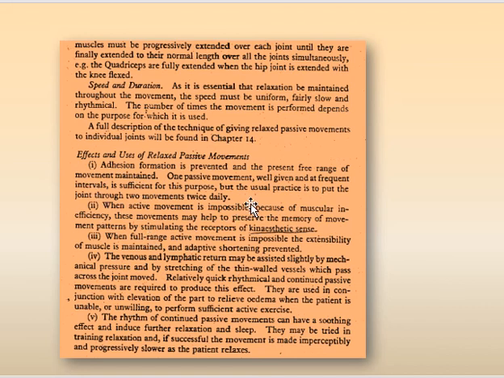When active movement is impossible because of muscular inefficiency, these movements may help to preserve the memory of the movement pattern. How? Basically by stimulating the receptors of kinesthetic sense. When full range active movement is impossible, extensibility of the muscle is maintained, and then we can say adaptive shortening is prevented. Further, venous and lymphatic return may be assisted slightly by mechanical pressure and by stretching of the thin walled vessels which pass across the joint movement.